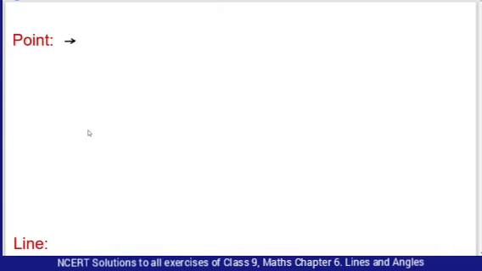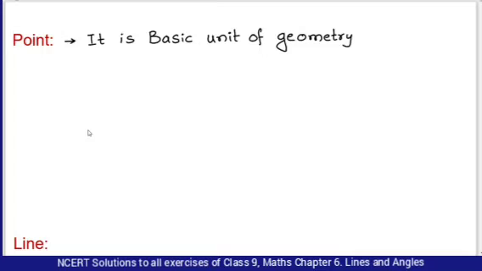What is a point? Point is a basic unit of geometry. Point gives an exact location.